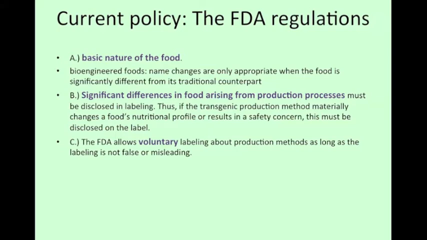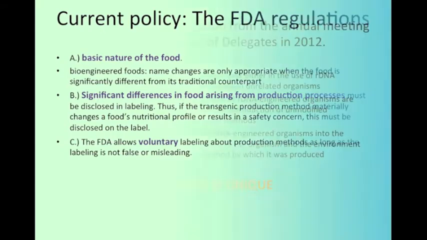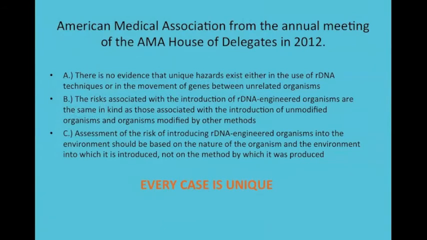So if a transgenic production method materially changes a food's nutritional profile or results in safety concern, this must be disclosed on the label. The definition of material difference is not actually specified, but precedent guides the FDA in its interpretation of the term. The FDA allows voluntary labeling as long as labeling is not false or misleading.